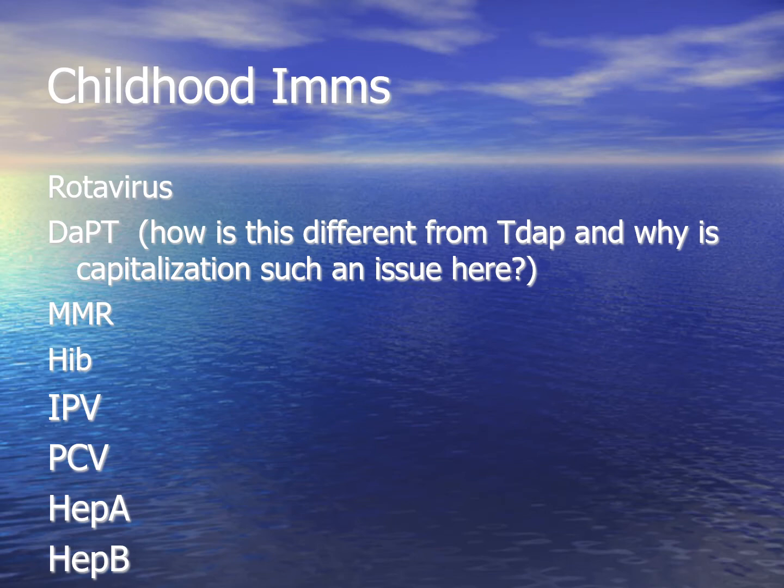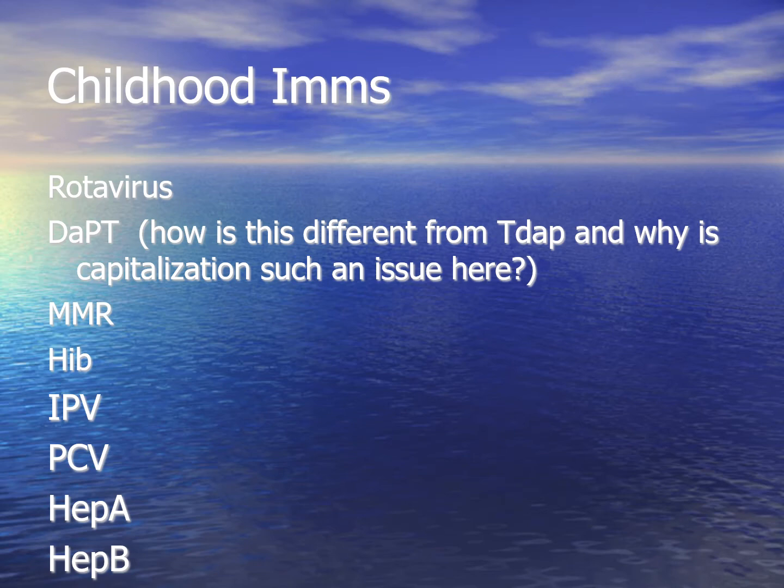The PCV, or the pneumococcal conjugate vaccine, also known as Prevnar. Conjugate vaccines are actually better than polysaccharide vaccines. That's why we use the Prevnar in adults now, as well as doing the polysaccharide vaccine.